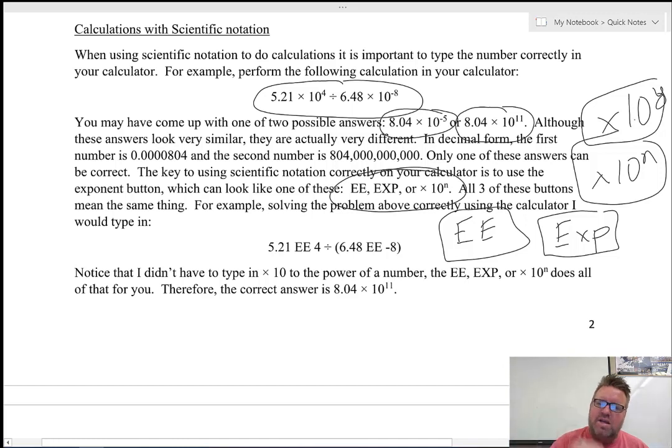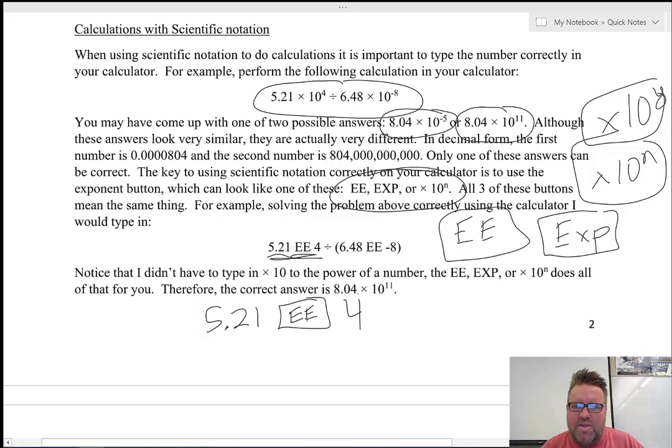They mean times 10 to the power of what, and then you just have to put it into your calculator correctly. So when I type this into my calculator, for example, I type 5.21, and then I have that double E button, and then I just type in the number 4. Notice I don't type in the times button, I don't type in 10, and I don't even have to raise it to a power. That double E or EXP or times 10 to the N or Y button does that for you. You don't have to do any of that stuff.